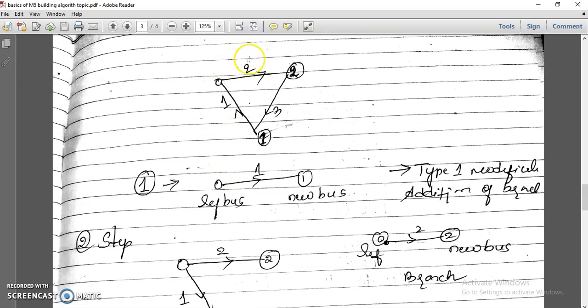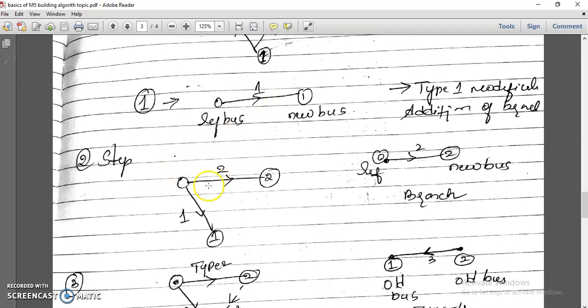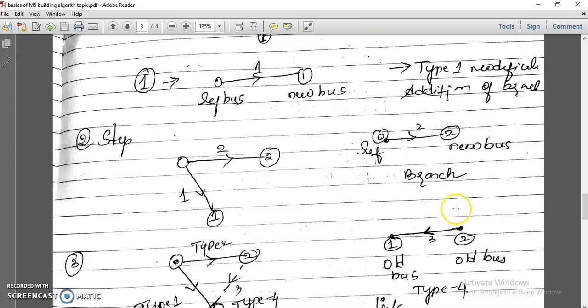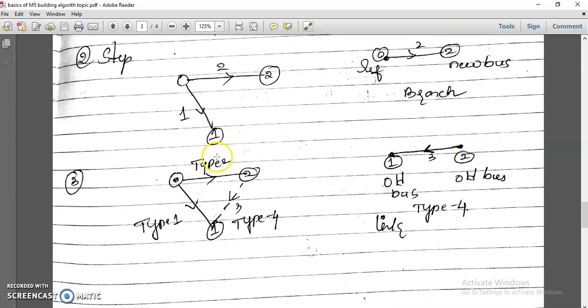Second step, now I am adding element 2. This is 0, this is 1 and this is node 2. Already 0 and 1 have been used: this is reference, and 1 has already been used. Now element 2 is added between 0 and 2, between reference and new bus. Again this is also type 1 modification, reference and new bus. This is a branch.